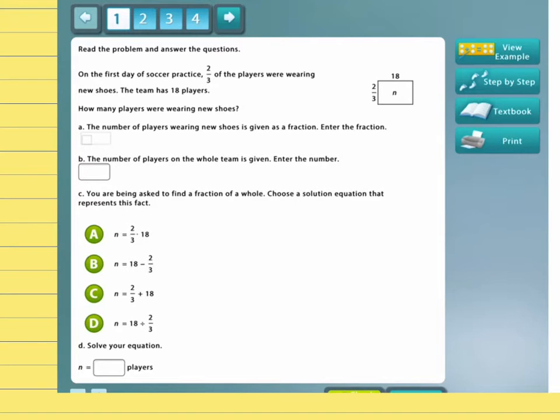On the first day of soccer practice, 2/3 of the players were wearing shoes. The team had 18 players. So I read that differently. I say, what is 2/3 of 18? They show an area model here, 2/3 times 18.